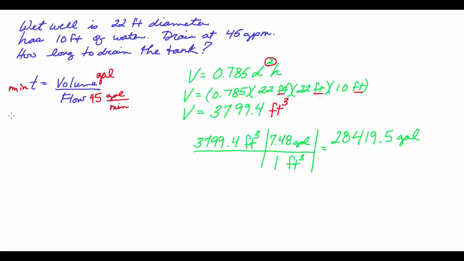Okay, so now we can go back over here and put in our two pieces since we have both pieces. So the volume came out to be 28,419.5 gallons. And our 45 gallons per minute was our flow leaving the tank. So how long does it take to empty the tank?